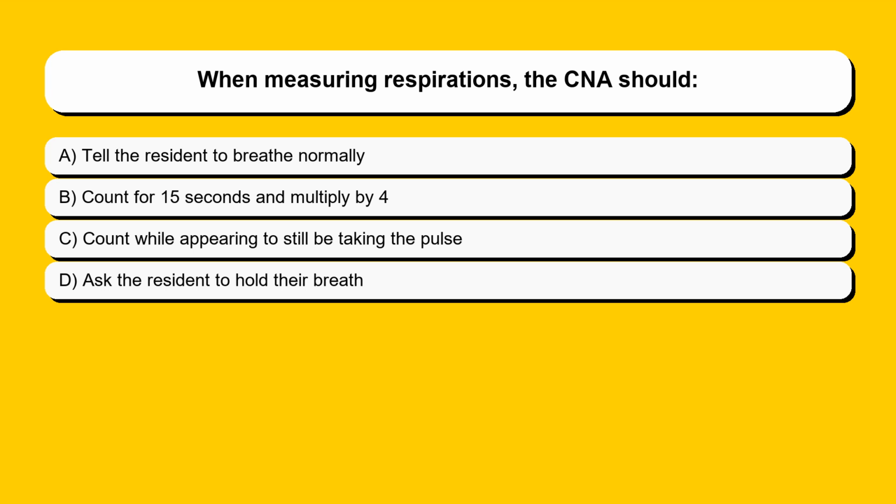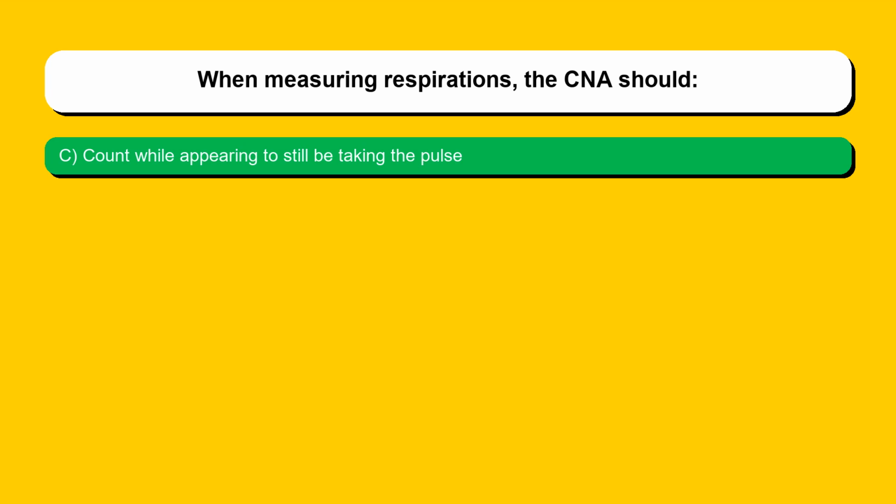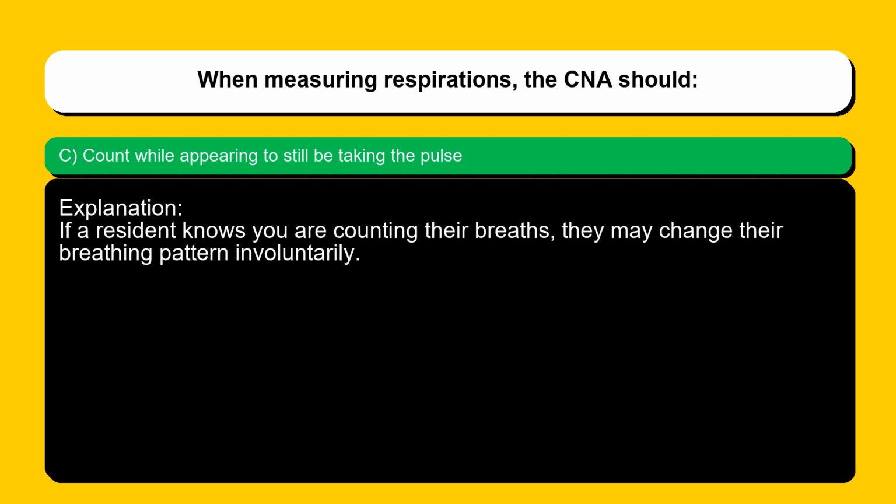Question 5. When measuring respirations, the CNA should Option A. Tell the resident to breathe normally. Option B. Count for 15 seconds and multiply by 4. Option C. Count while appearing to still be taking the pulse. Option D. Ask the resident to hold their breath. The correct answer is Option C. Count while appearing to still be taking the pulse. If a resident knows you are counting their breaths, they may change their breathing pattern involuntarily.